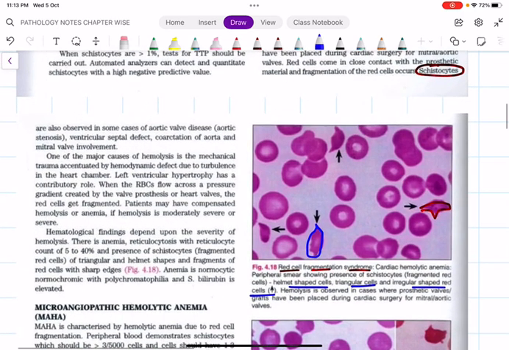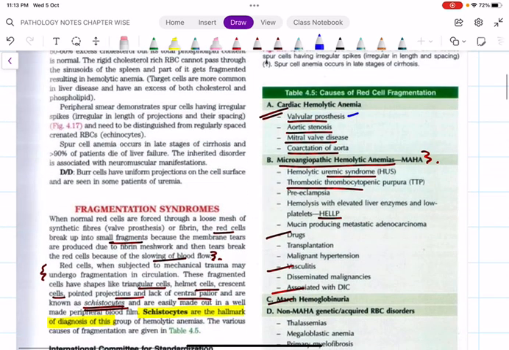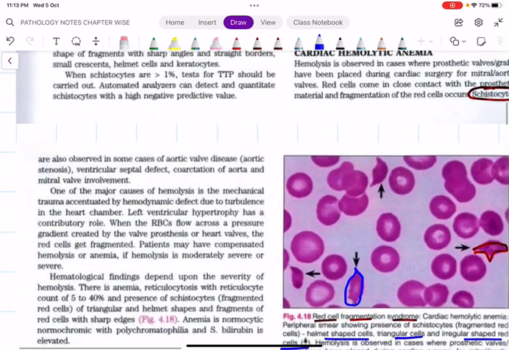So in cardiac hemolytic anemia, I told you the causes: valvular prosthesis, aortic stenosis, mitral valve disease, and coarctation of aorta. In all these, what is the problem actually? The major cause of hemolysis is mechanical trauma, which is accentuated by the hemodynamic defect due to turbulence in the heart chamber. That means through a damaged valve, blood is pumped at very high pressure, so the valve undergoes further damage. The RBCs and fibrin get deposited here, and that is responsible for hemolysis. This is basic pathology.